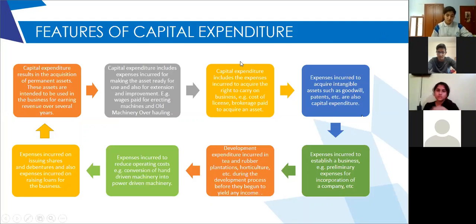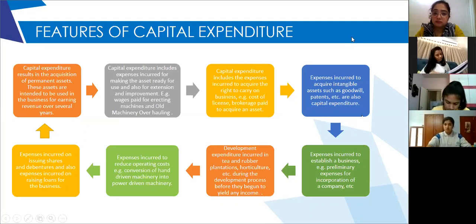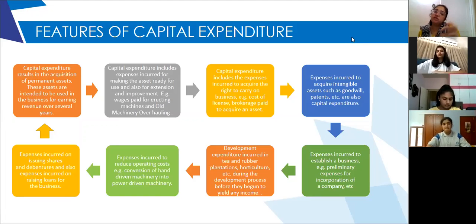Preliminary expenses. Anyone? Preliminary assets during incorporation of a company. When I'm going to start a company, the establishment expenses, especially when we are starting with fictitious assets, assets which do not actually exist but we show them as assets, not only goodwill, even preliminary expenses. We show them as establishment expenditures and we put them in the balance sheet every year to show how much money is being spent on the asset. Such expenses all come under capital expenditures.